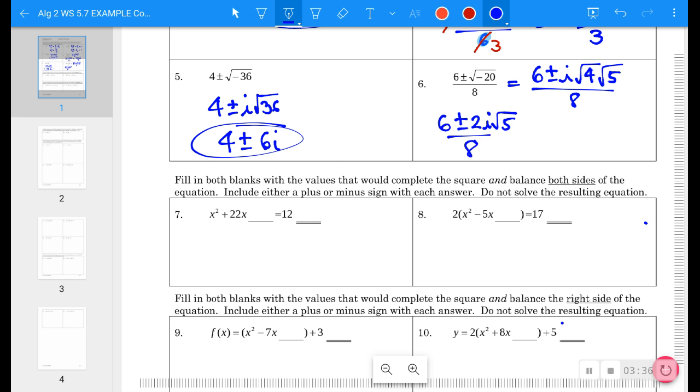And as long as you can cancel in the triad here, 8, 2, and 6, all three of them, this is the only way you're allowed to do this, cancel by 2 or divide by 2. You get 3 there, 1 there, and a 4 there. So cleaning it up here, we end up with 3 plus and minus i root 5 over 4.